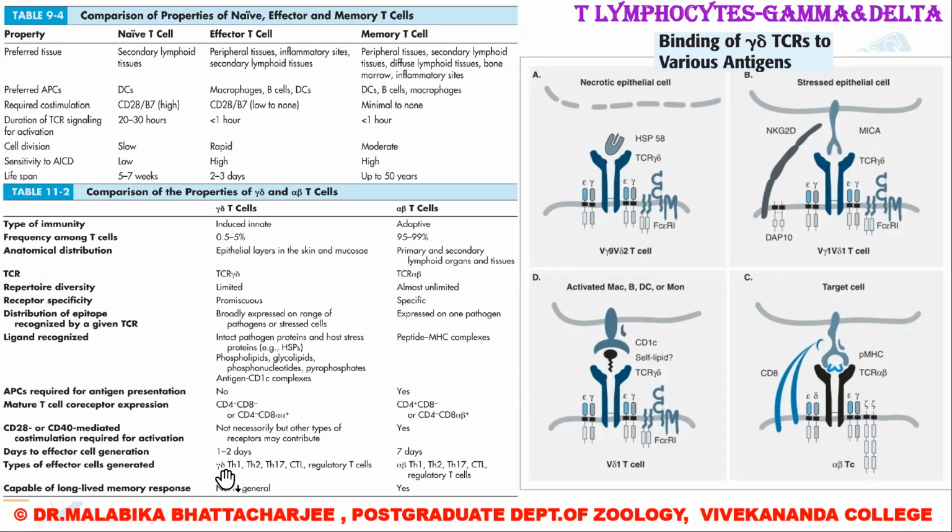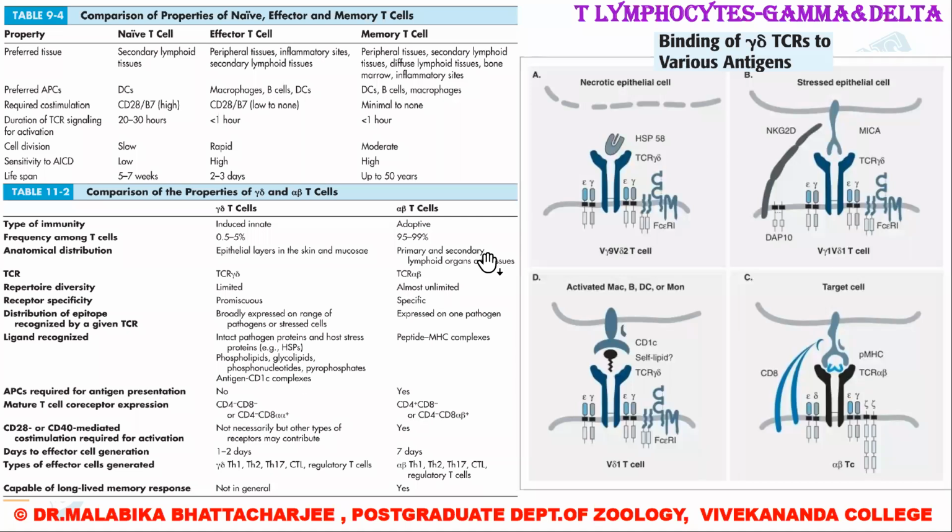Another important thing I'd like to highlight is that if you look into the different populations produced by both categories of cells, you can see for gamma delta, we are getting helper 1, helper 2, helper 17, cytotoxic T lymphocyte activation. In the case of alpha beta also, we get these populations, and regulatory T cells are observed in both cases.